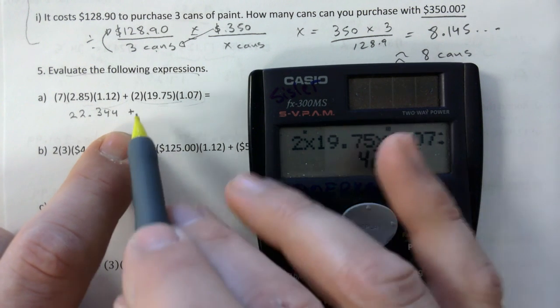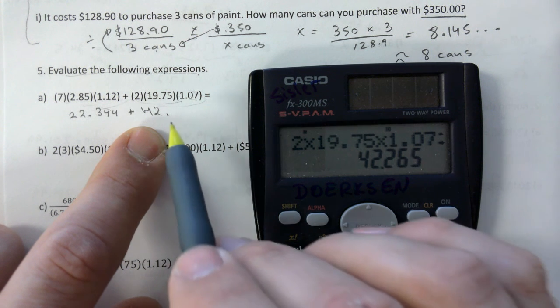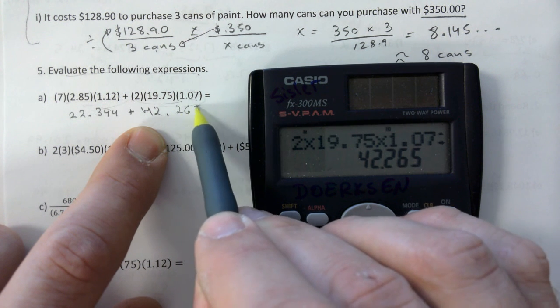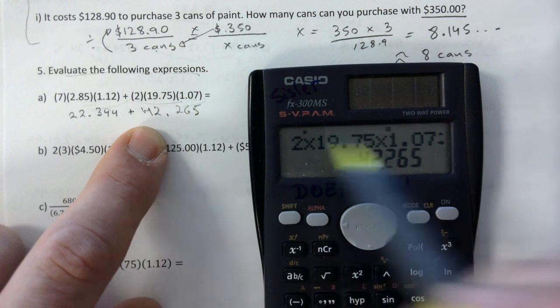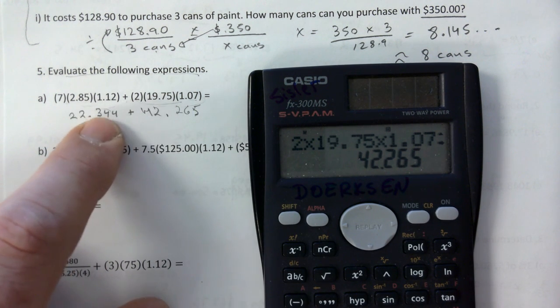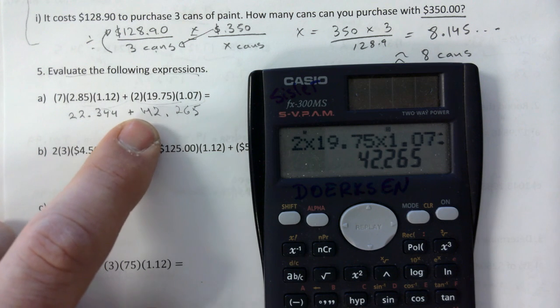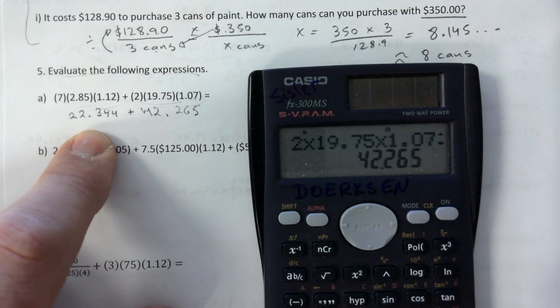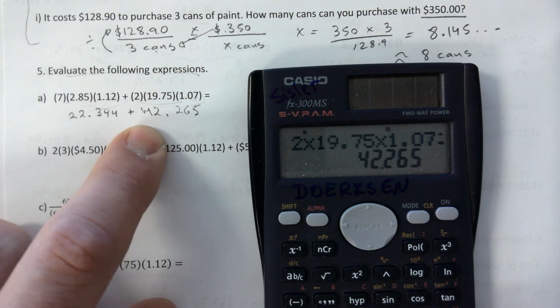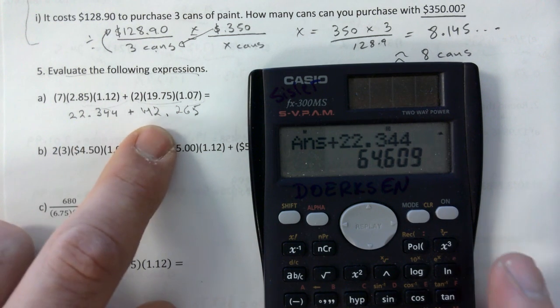That is 42.265. We don't know if this is dollars. We don't know what this is. That's why we don't round. If it's money, they are okay with you rounding to 2 decimals here and then again at the end. They're okay with that. So I'm just going to take this answer that I have and just add, and that's 64.61.